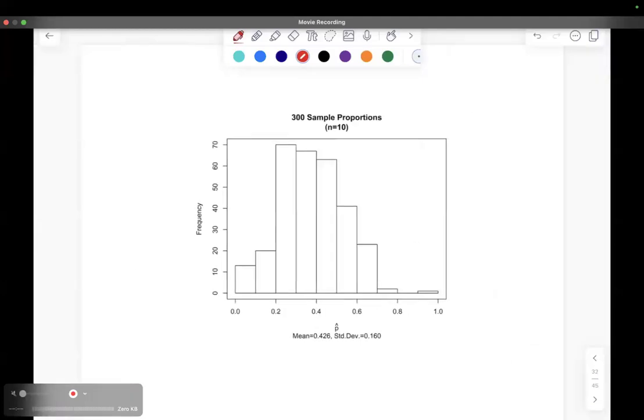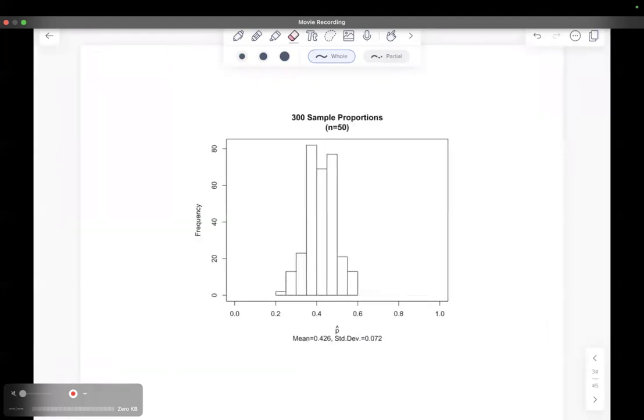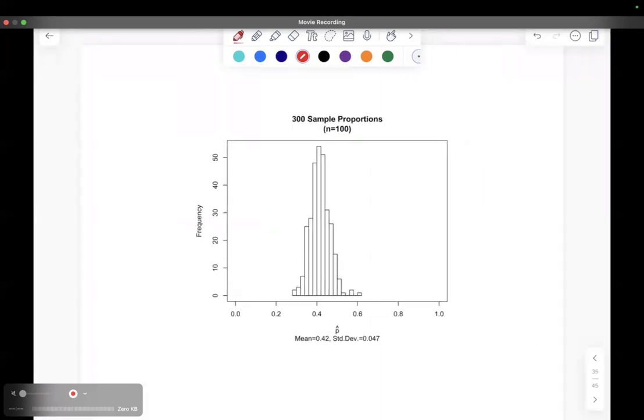So here's a sample size of 10. You can see the mean and the standard deviation right here. We're at 42.6%. My standard deviation is 0.16. And you can see that we're a little bit right skewed. Let's make my sample size larger. Let's go to 50. So this is interesting. We're still at 0.426. That's good. Standard deviation is getting much smaller here. It is 0.072. We're getting closer to normal. Let's take a look at sample size 100.